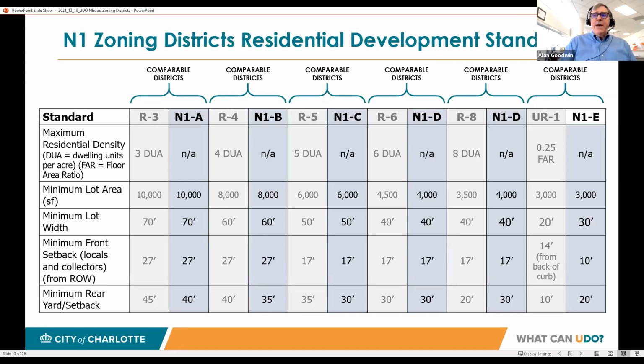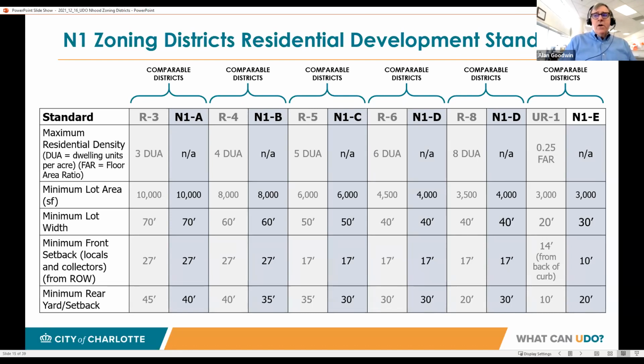It's not always easy to get an apples to apples comparison, but for some requirements it is. So for example, maximum density in that first column today in R3, you can build 3 units per acre. In the corresponding N1A district in the UDO, we don't have that kind of density requirement. The second line down though, take a look at that, the minimum lot area, which is something that we do have today and we will continue to have in the UDO. You can see that they are very similar for the most part. The 10,000 to 10,000 square foot for the first set of comparable districts, 8,000, 6,000, and so forth.